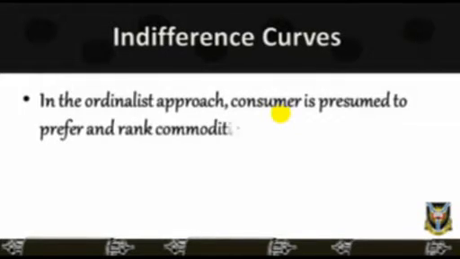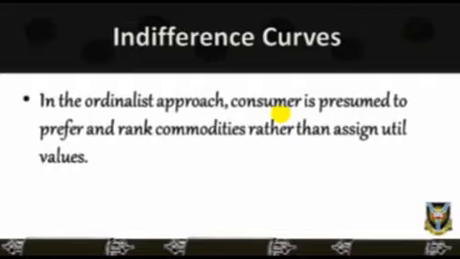Indifference curves. In the ordinalist approach, the consumer is presumed to prefer and rank commodities rather than assign util values. The consumer's preference for commodities X and Y, for instance, can usefully be analyzed by means of indifference curves. The significance of these curves will be discussed in this section.